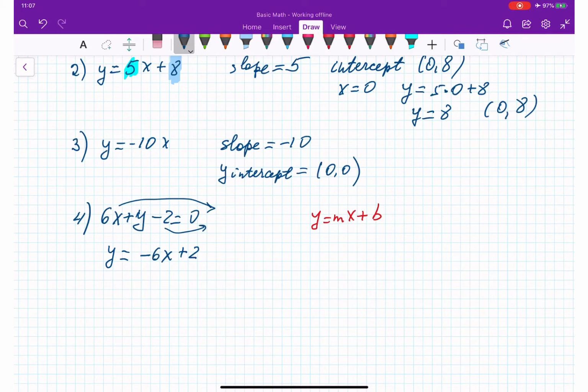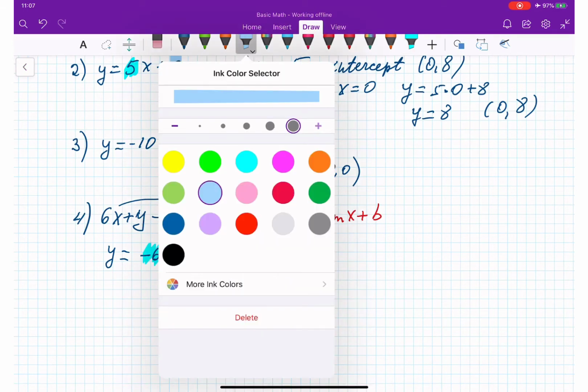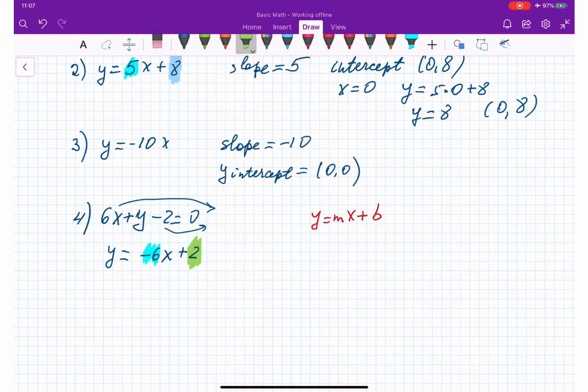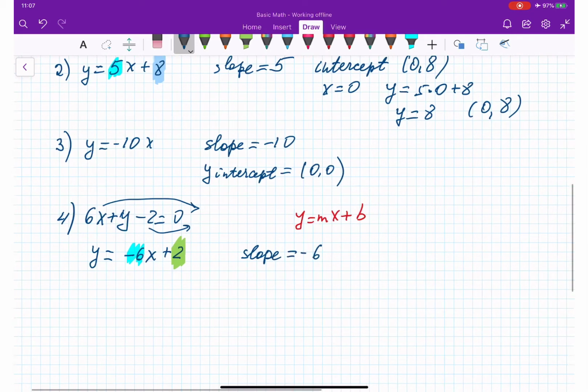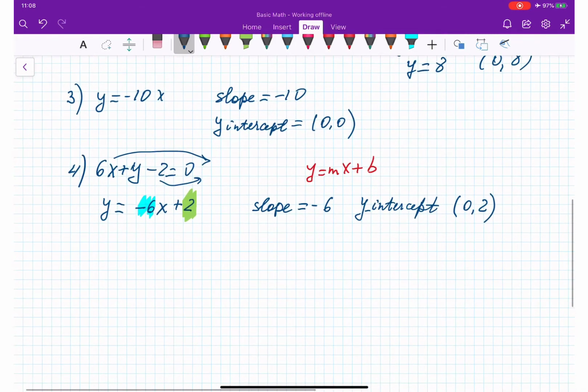So from here, our slope is going to be negative 6. And our intercept, I want to choose some more interesting color that will talk to this other color. Yeah, that's better. So our slope, coefficient of x, which is negative 6, and our intercept, y-intercept, is going to be what? That's right, coordinate 0 and 2. Number 5.